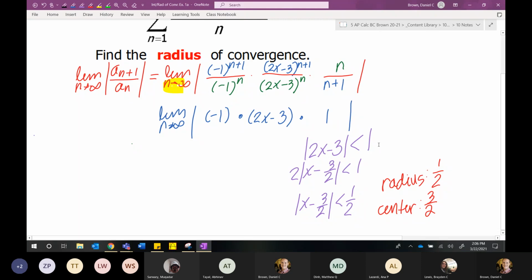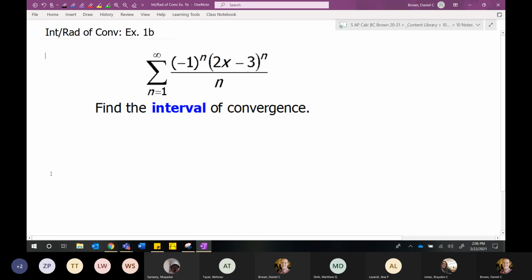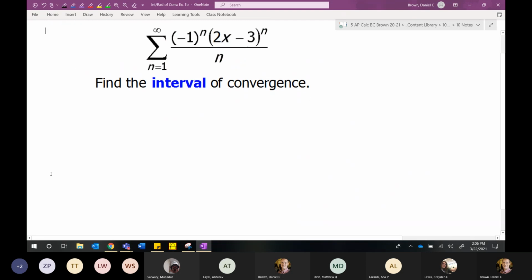How I could have reworded this problem: same power series, but I could have said, find the interval of convergence. In grading AP exams, the most common mistake people make is forgetting that you must always check your endpoints when you're trying to find the full interval.